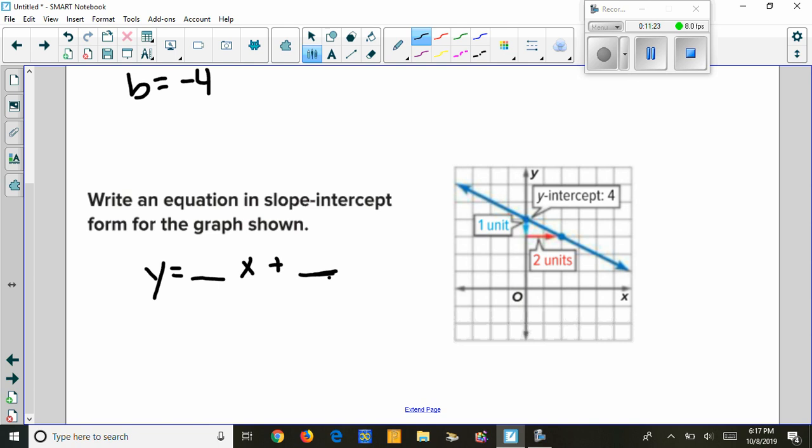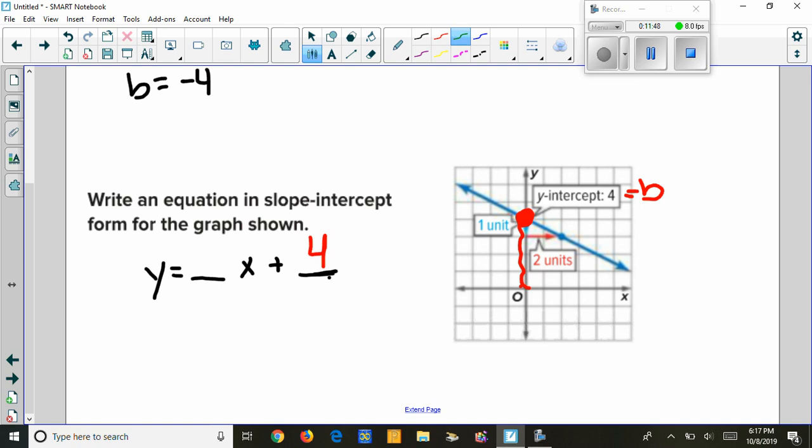I look on the graph and I see that my line crosses the y-axis here. And that is from the origin 1, 2, 3, 4 spaces. So they were right when they said that the y-intercept is 4. Again, the y-intercept is my b, so 4 is going to go in this blank.